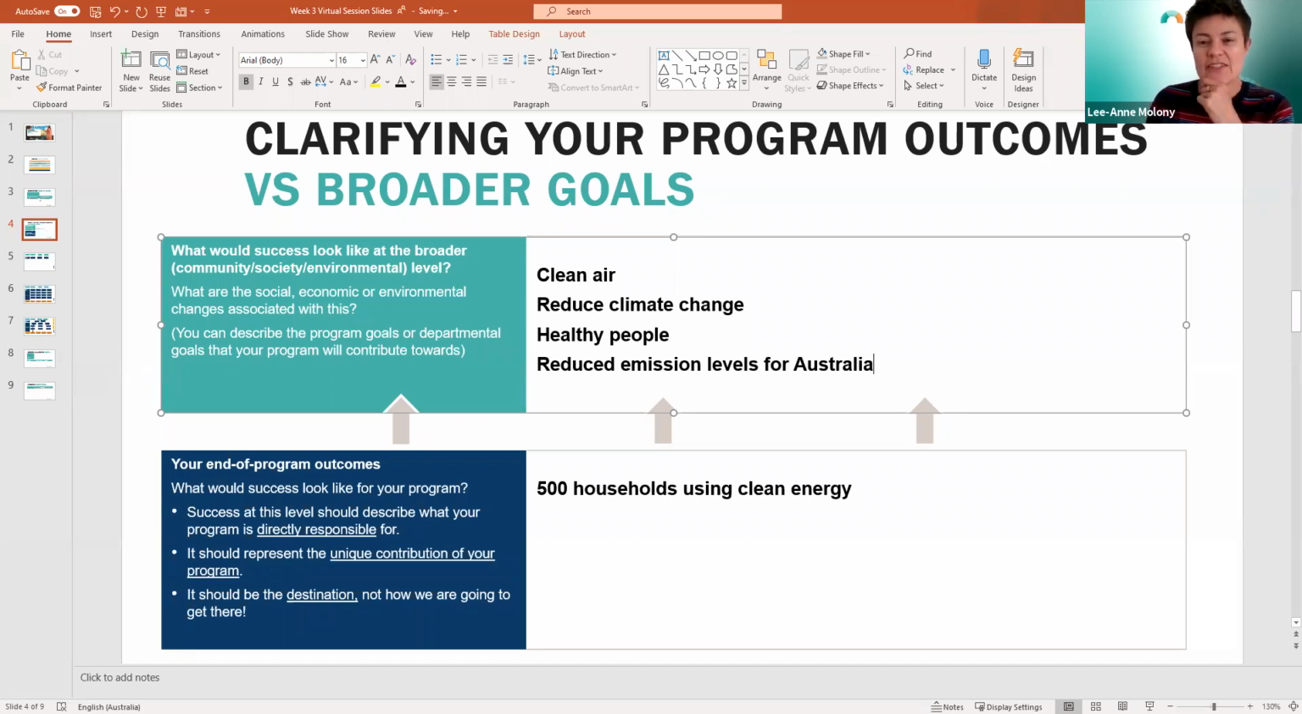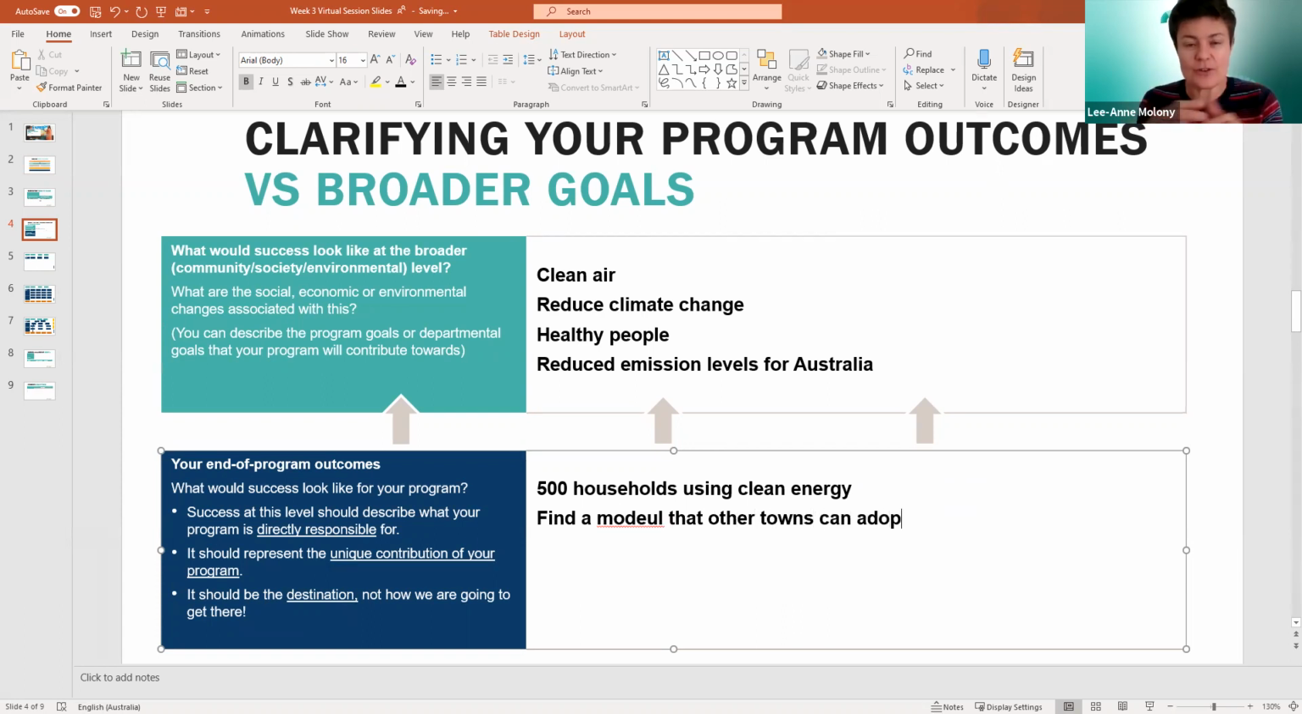Okay. Find a model that other towns can adopt. Right. Okay. So this is an end of program outcome. And I think what Joy's picked up on is when I provided the context, the state government definitely wanted, through the program, to be able to test this model and see if it works and if they could use that in other similar towns. So finding a model that other towns can adopt is a great example of an end of program outcome.